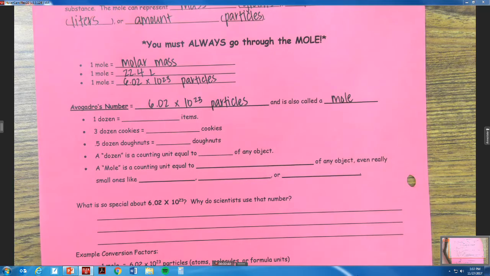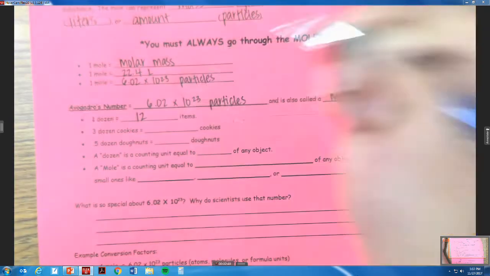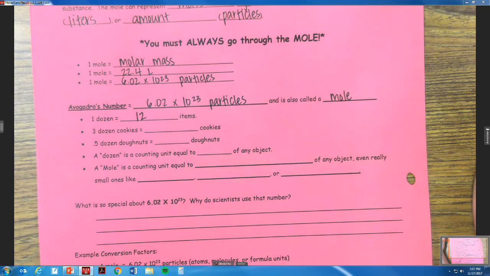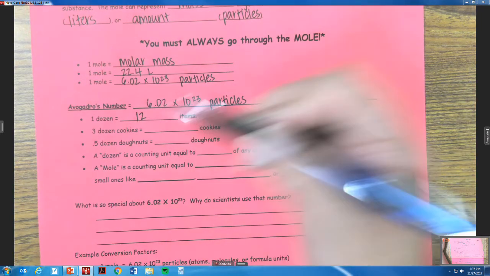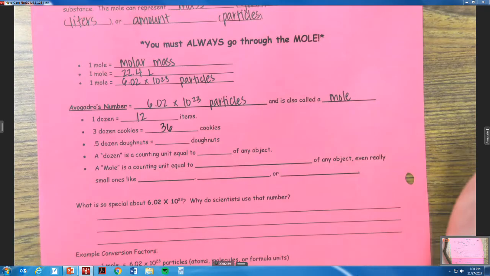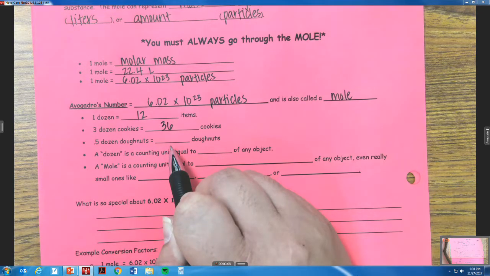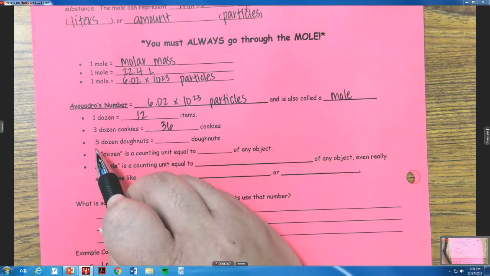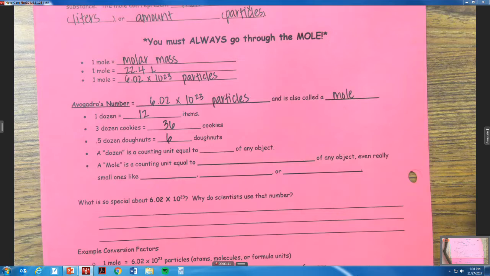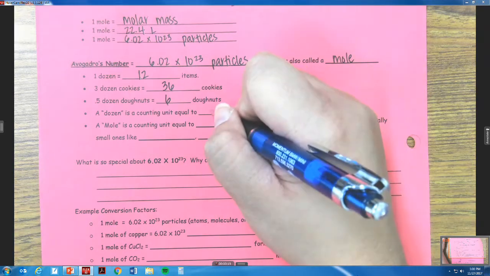So 1 dozen of anything is equivalent to 12 items, right? A dozen cookies is 12 cookies. If we have 3 dozen cookies, what's 3 times 12? That's going to equal 36 cookies. And half a dozen donuts is equivalent to half of 12, which is 6 donuts. So a dozen is a counting unit equal to 12 of any object.